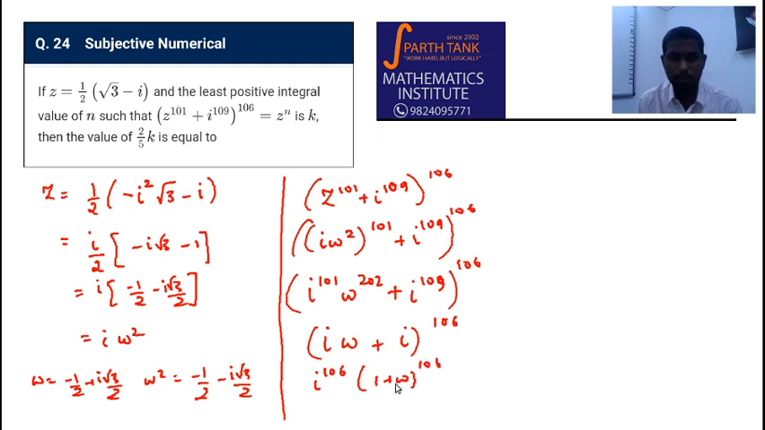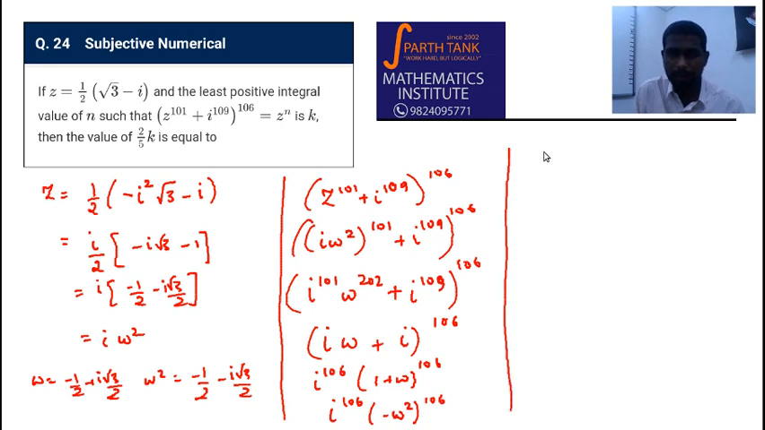So if I take i common, I get this and it becomes like this. Now what is 1 plus omega squared? 1 plus omega is minus omega squared because 1 plus omega plus omega squared is 0. So 1 plus omega is minus omega squared. So this becomes i power 106 is i squared because 104 is a multiple of 4, and this is omega power 212. Now in this again, this is minus and i squared is minus 1. 210 is a multiple of 3 and the remainder is 2. So it's minus omega squared.